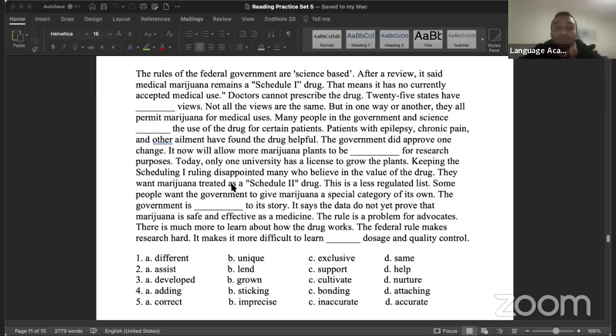But if you don't know the person who is doing the work, it now will allow more marijuana plants to be dashed for research purposes, to be grown. Who is growing it? Who is planting these trees? I don't know. So that is why it will be in the passive voice.